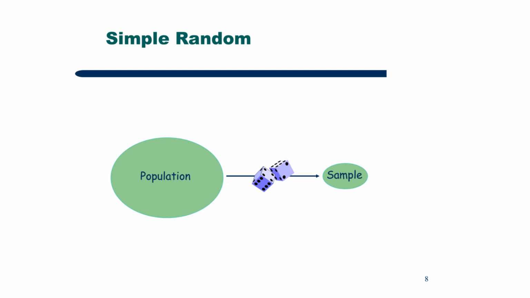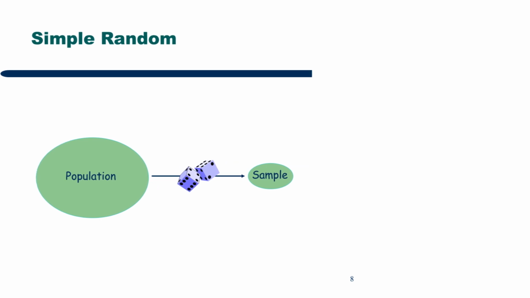It ensures that the sample is representative of the population, especially when the population is homogeneous. This method is ideal when you have a complete list of the population and want to ensure that your sample selection is purely by chance.